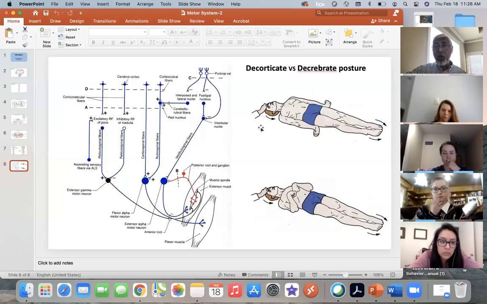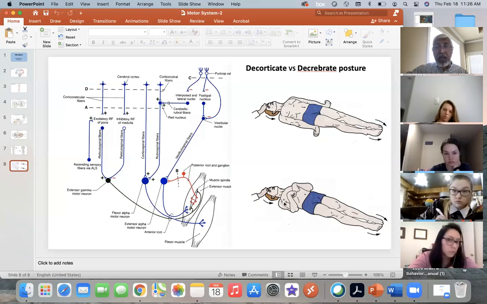Why do you have this one? Because we lost both corticospinal and rubrospinal. Why are all extended? Because of this loop. We call it the gamma loop. Now, what is the difference between this one and this one?